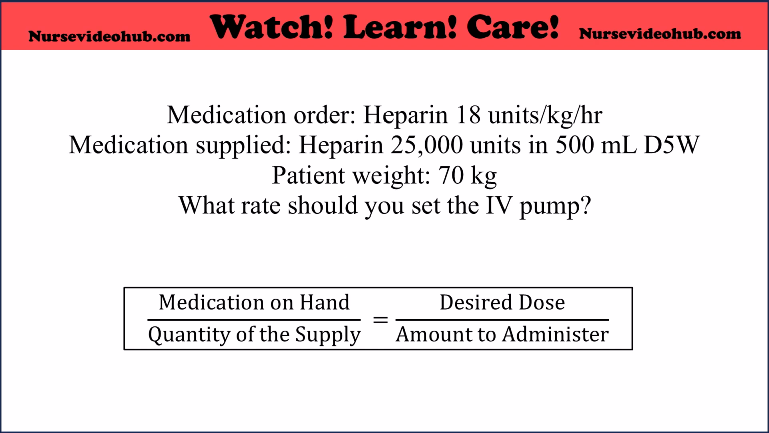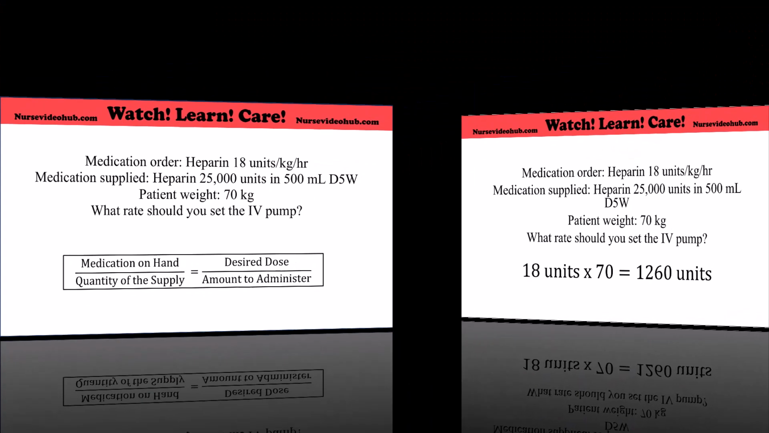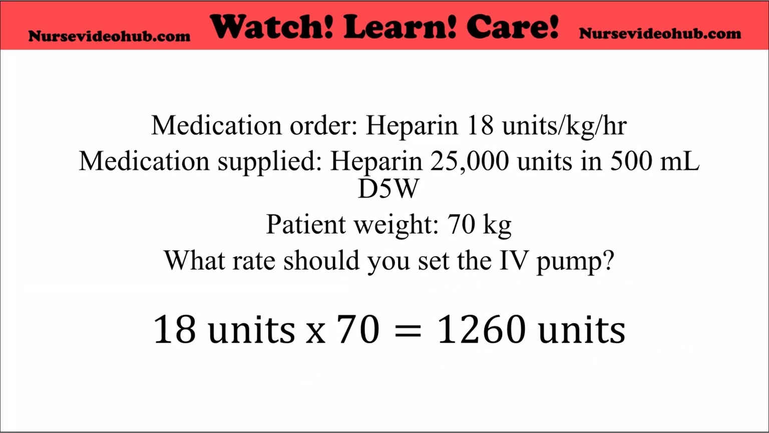The medication order is heparin 18 units per kilogram per hour. The medication supplied is 25,000 units in 500 milliliters of D5W. The patient's weight is 70 kilograms. This problem contains a weight-based dosage. You need to determine the dose to administer based on the patient's weight.